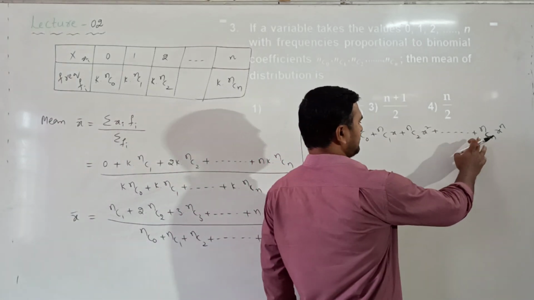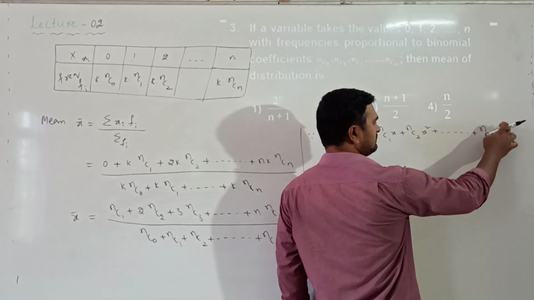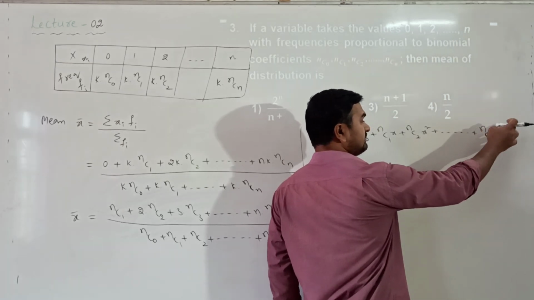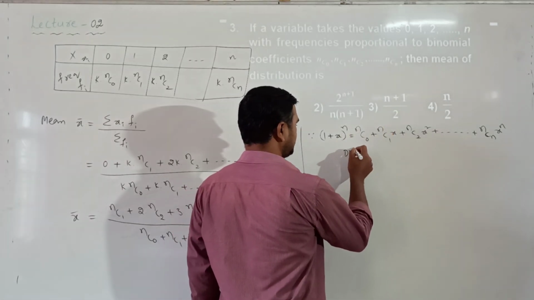So how to get n into nCn? By differentiating this. x power n we know, so if we differentiate this, then we get n into x power n minus 1. So differentiate first on both sides.